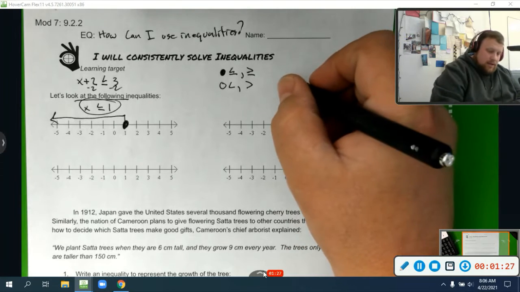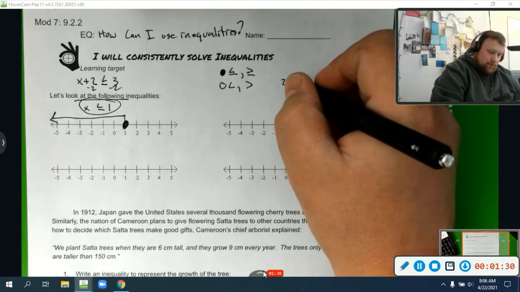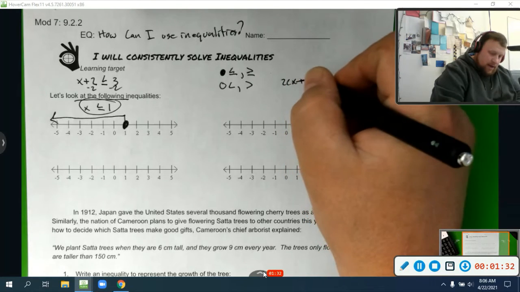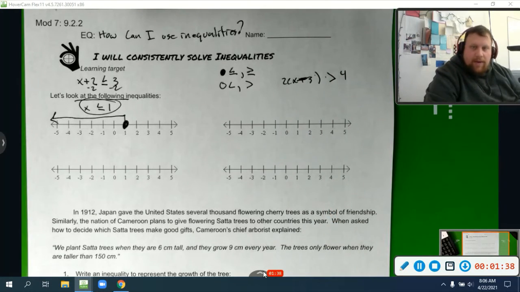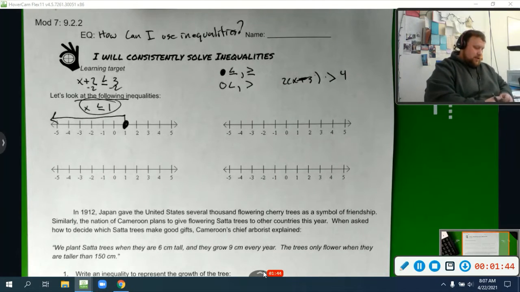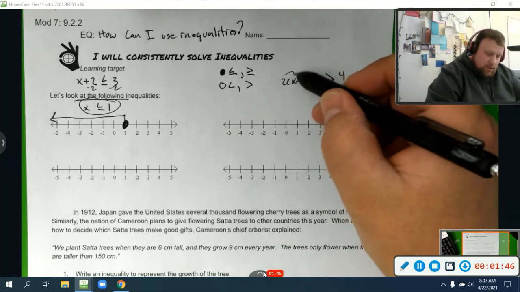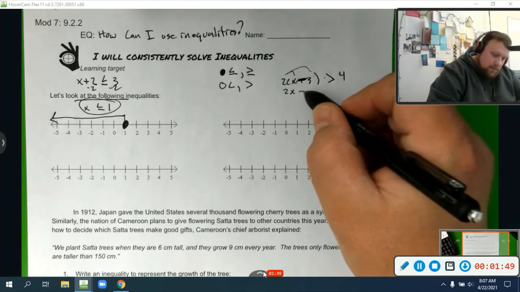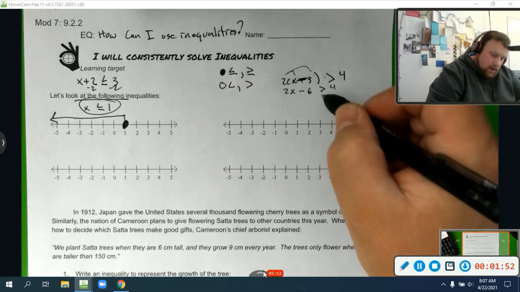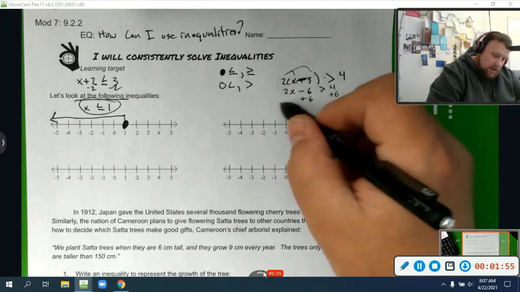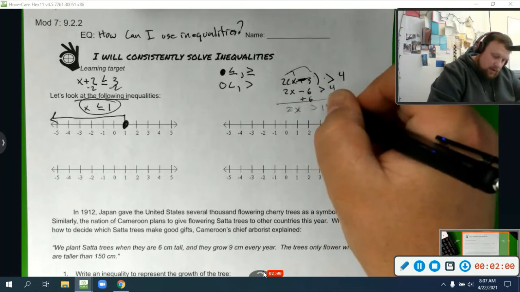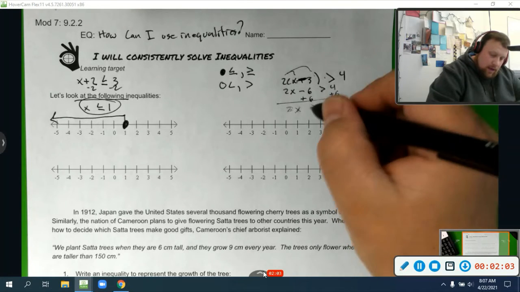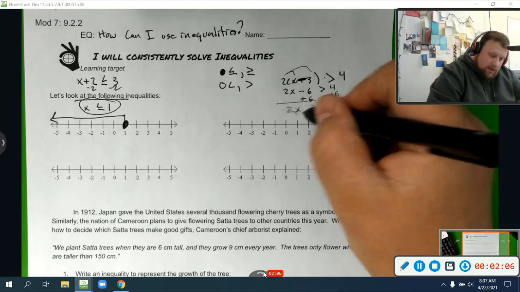Let's take a look at this next one. So 2 times x minus 3 is greater than 4. A couple of ways I can solve this. I'm going to solve it for you both ways. Generally speaking, I think most of you would distribute this and say, all right, 2x minus 6 is greater than 4, right? Add 6 to both sides. We get 2x is greater than 10. And then I'm going to divide both sides by 2.